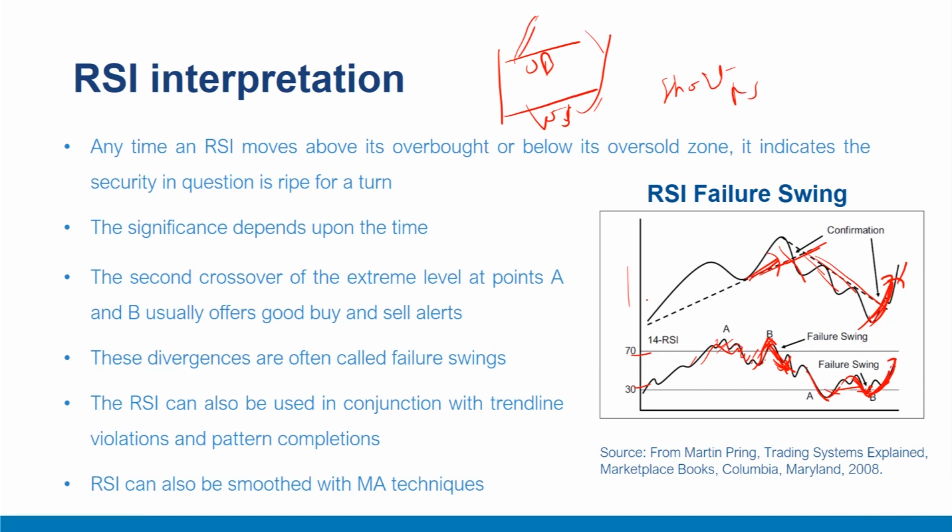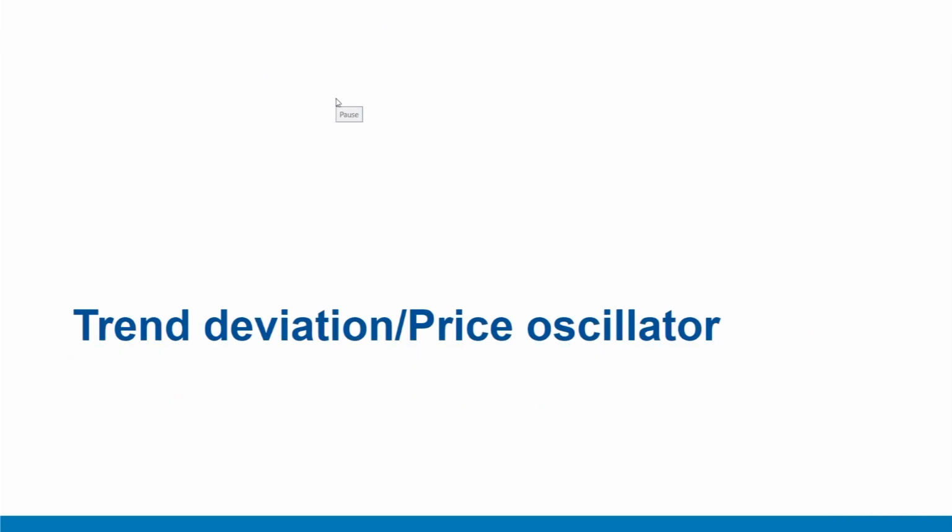To summarize, in this video, we discussed the construction of relative strength indicator, that is RSI measure. We also saw how to apply it as a momentum indicator or oscillator for understanding the current trend and probability of its reversal. In this video, we'll discuss trend deviation or price oscillator indicator.